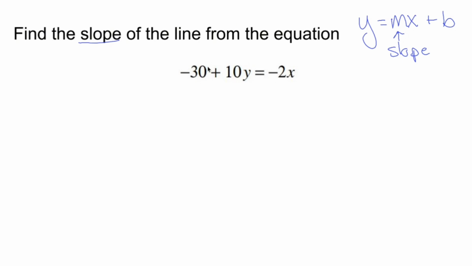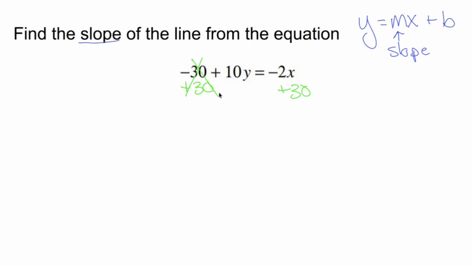I'm not even close to that here. What I have is negative 30 plus 10 glued to y. Now, whenever I have a number floating around on the same side as y, I'm going to get rid of that guy first by doing the inverse operation. I have negative 30 floating around. How do I get rid of negative 30 that's floating around? The inverse, which is plus 30, and I'm going to do that to both sides.